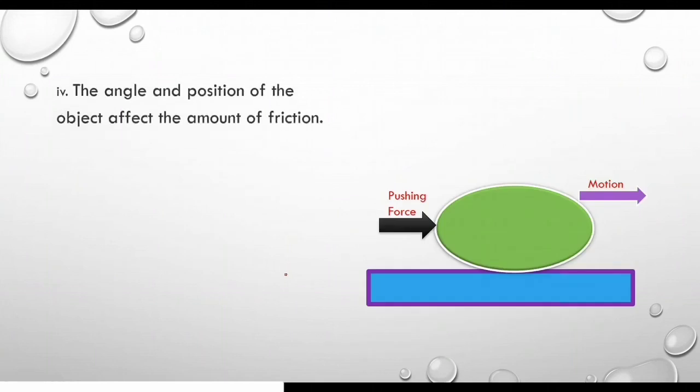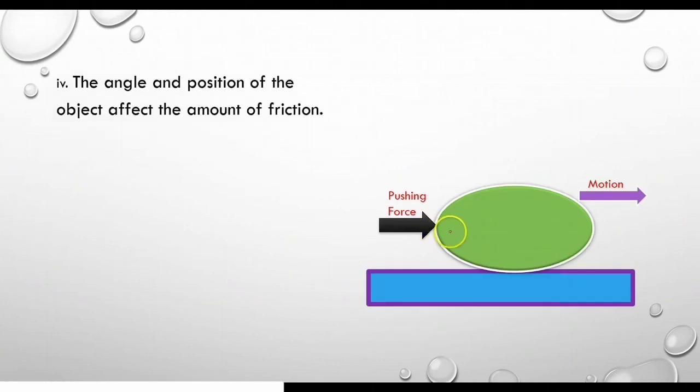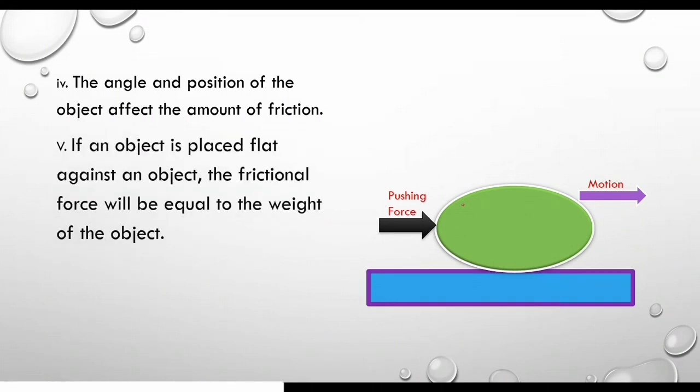Now let's look at it again. The diagram is over here: pushing force and then motion. Someone is pushing this object from the back, and another person is pushing the object in front. Now the fourth factor is that the angle and position of the object affects the amount of friction. If an object is placed flat against a surface, the frictional force will be equal to the weight of the object.